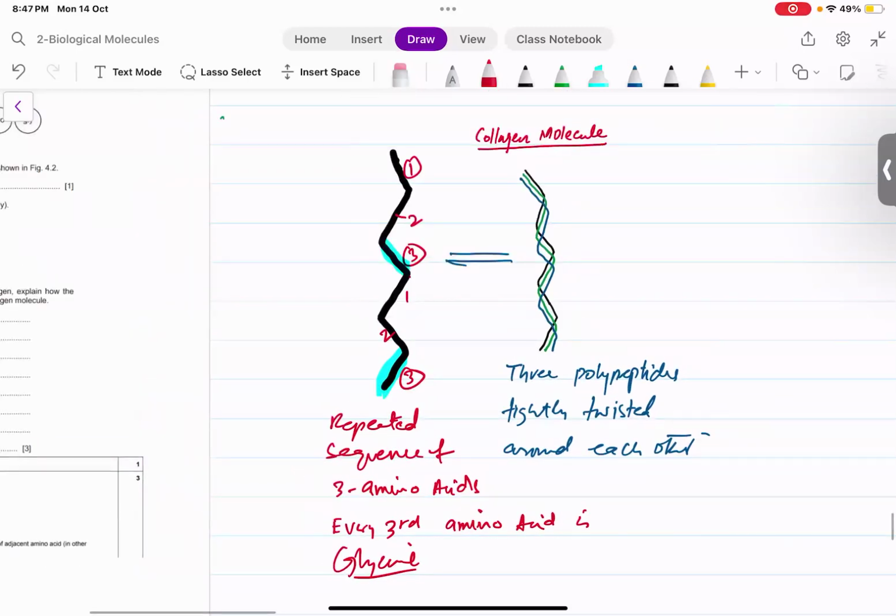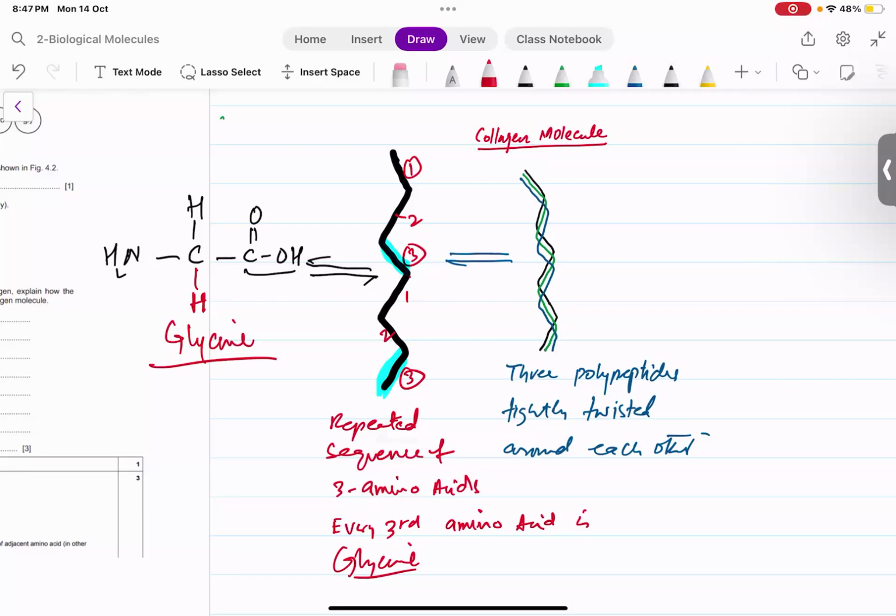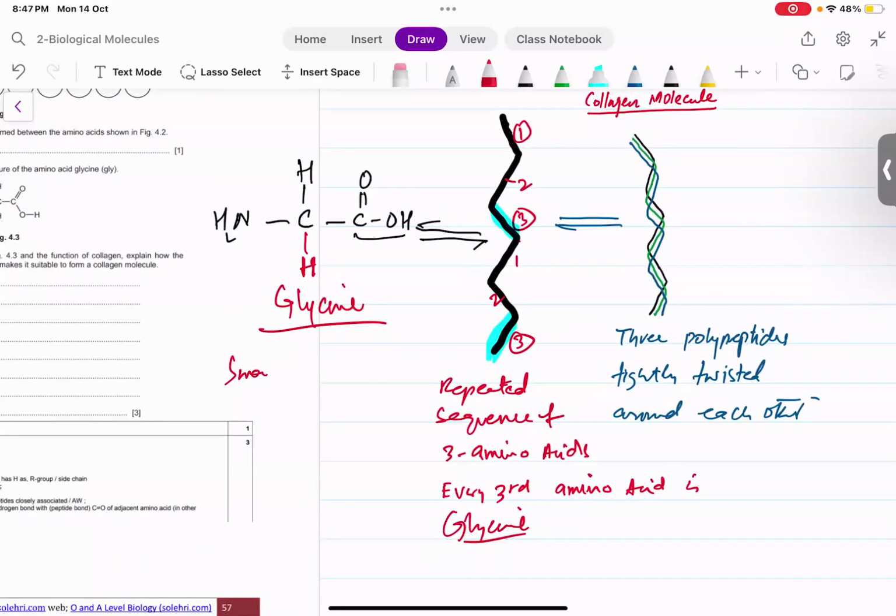So if we look at the structure of glycine, glycine is the smallest amino acid among all the 20 amino acids. It has the smallest R group and can be written as a central C, with a carboxyl group, an amino group, and an H here. Instead of an R group, it has a hydrogen here. So this is the smallest R group that an amino acid can have, and this is called glycine.